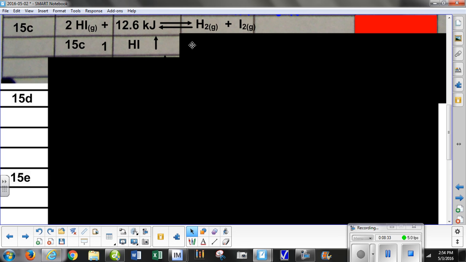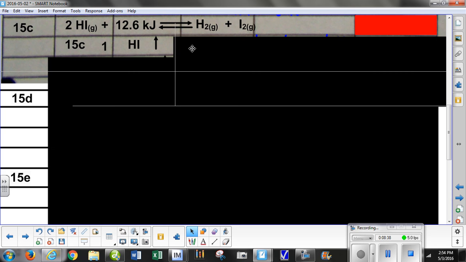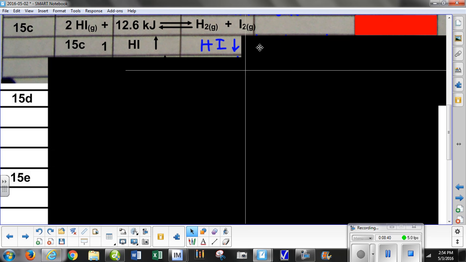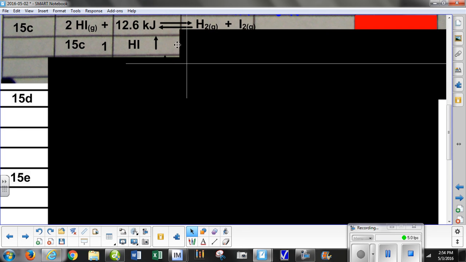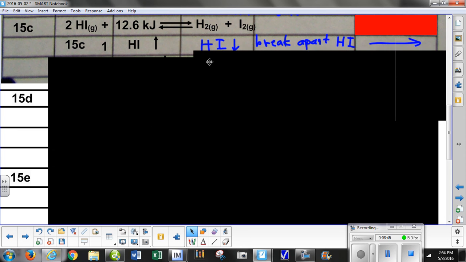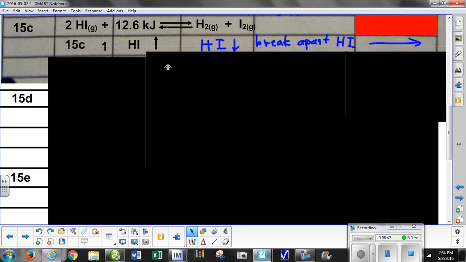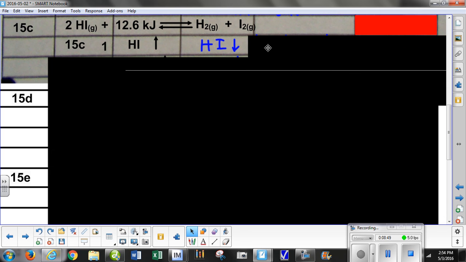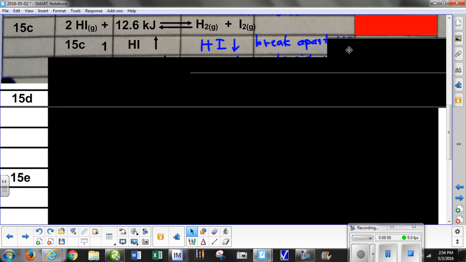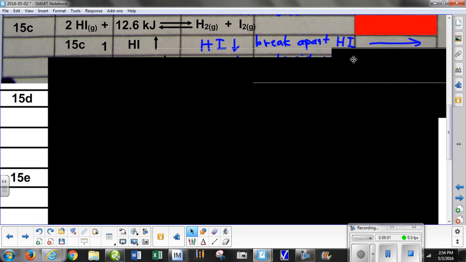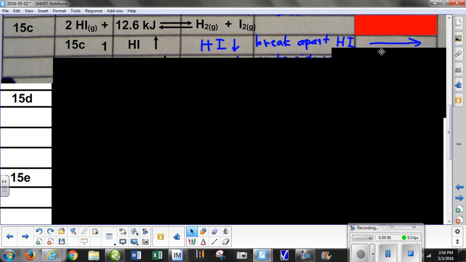Okay, he's going to combine H2 plus I2, and that will make more. Okay? That will get the HI down. That will get the HI up. Let's see. The stress is up. The HI wants to go down. And to get the HI down, what do we have to do? What is LeChat going to want to do? Break it up. Very good. So he's going to break up or break apart the HI. And by so doing, he will create that right shift that you see over here.